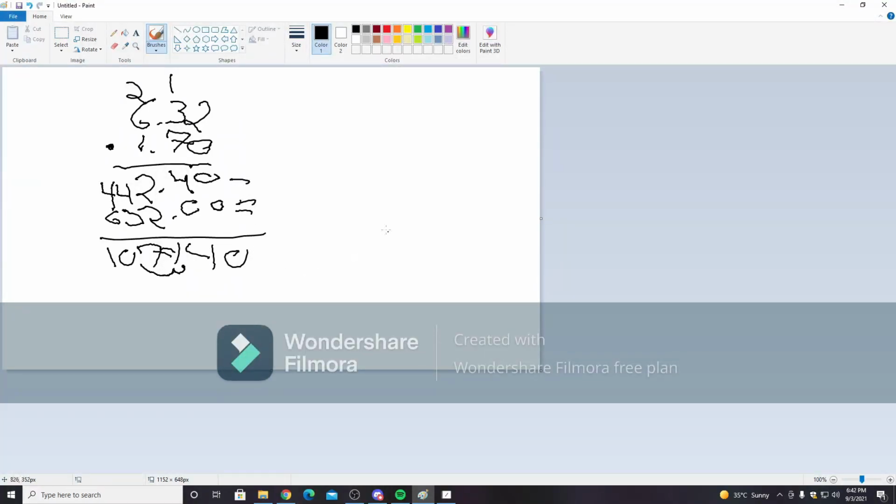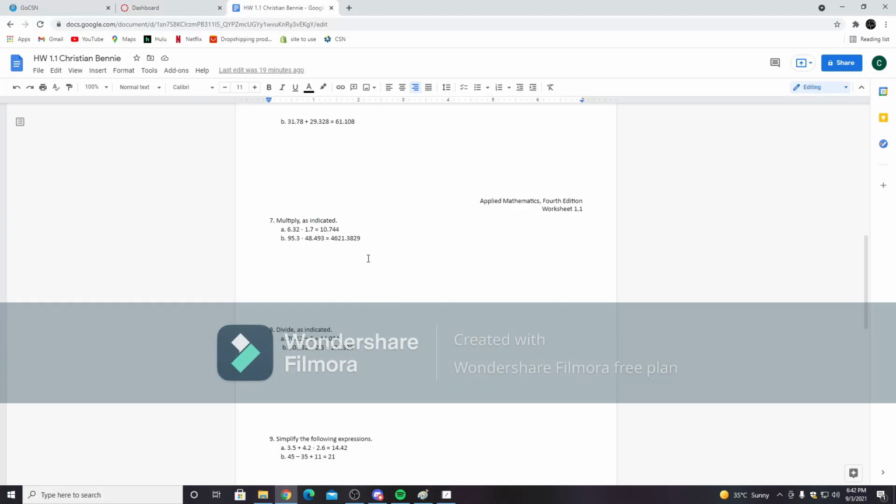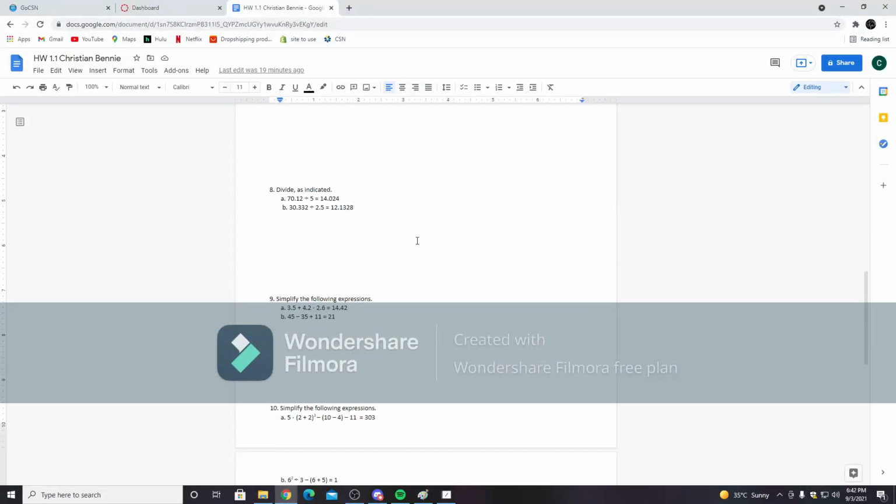And our answer comes out to 10.74. I can't even tell what I wrote. And since this is a 0, I'm choosing not to write it, but I guess if it specifies it, which I don't think it does, no. So yeah, I'm just cutting the 0. Alright.